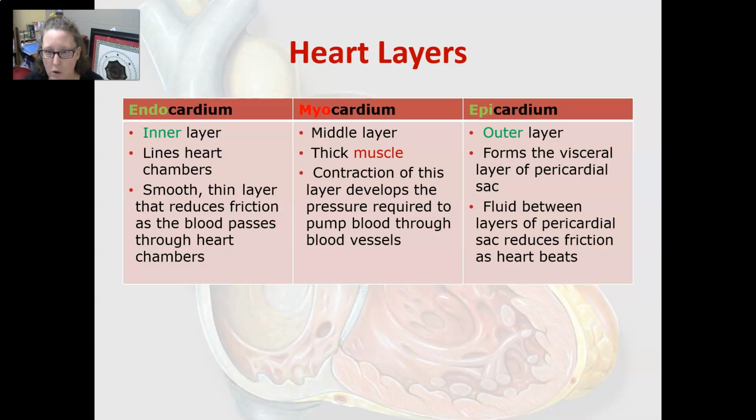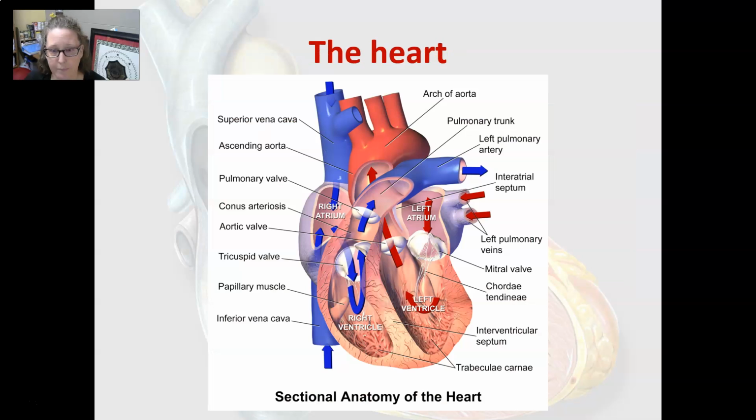The middle layer is the myocardium. It is a thick muscle layer made of cardiac muscle, and the contraction of this muscle develops the pressure that is required to pump the blood through the blood vessels. And then the outermost layer is the epicardium, and it forms the visceral layer of the pericardial sac. So it's the visceral pericardium, and the fluid between the layers of the pericardial sac reduces the friction as the heart beats. So you have the visceral and the parietal pericardium with fluid in between, and as the heart beats, that fluid allows it to beat without friction.